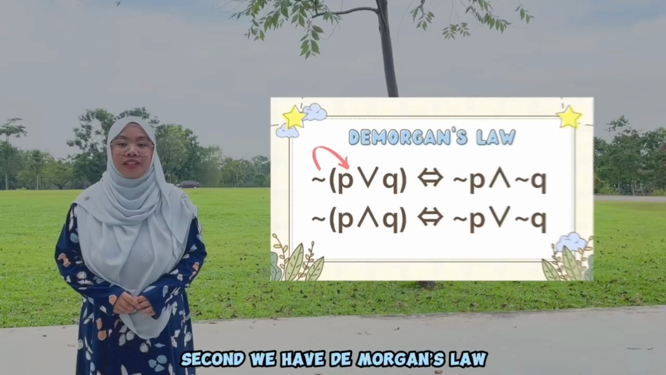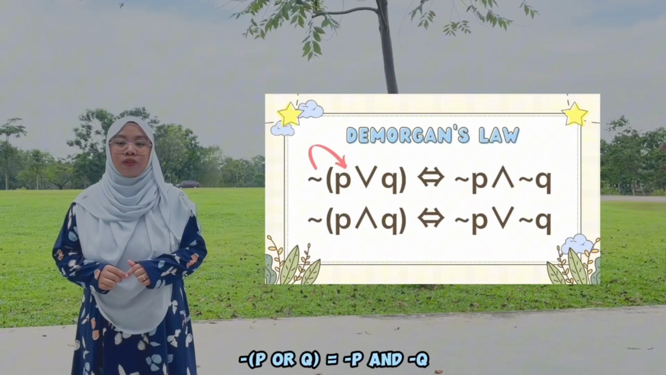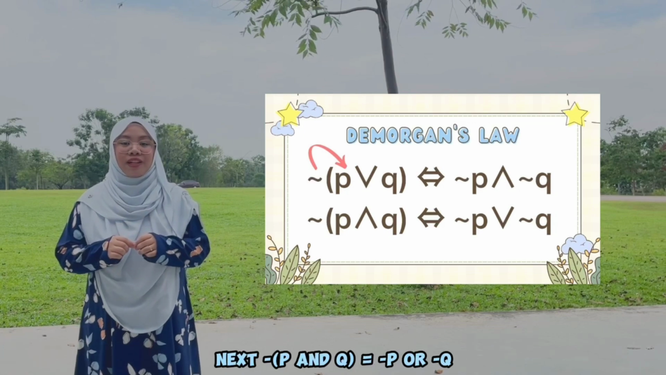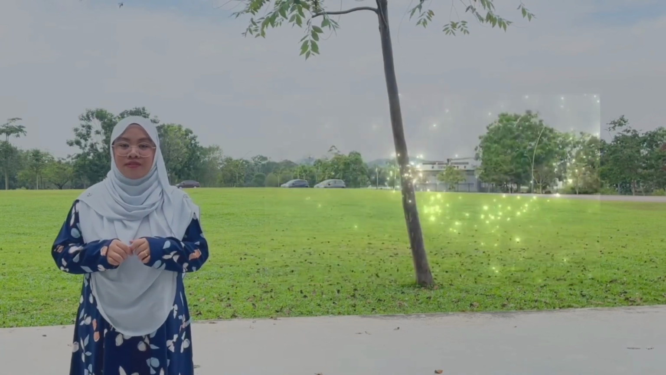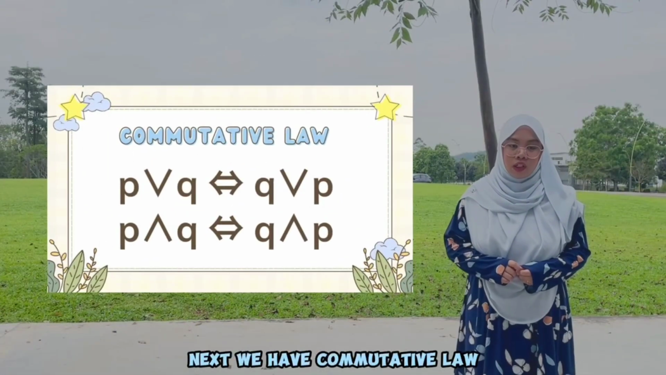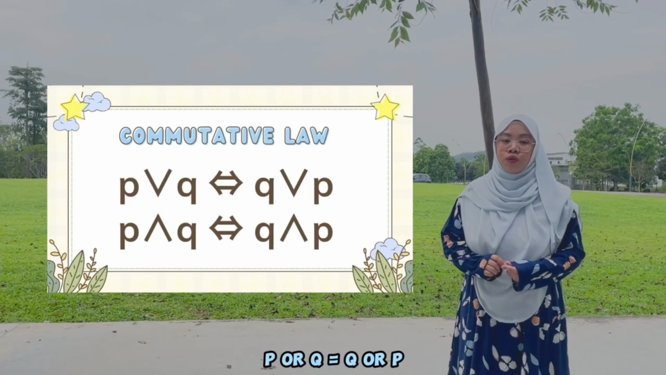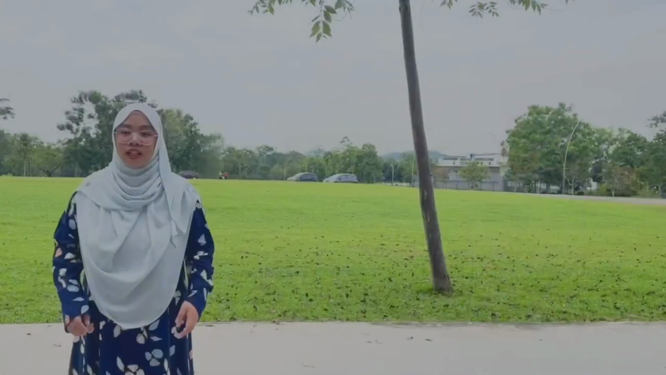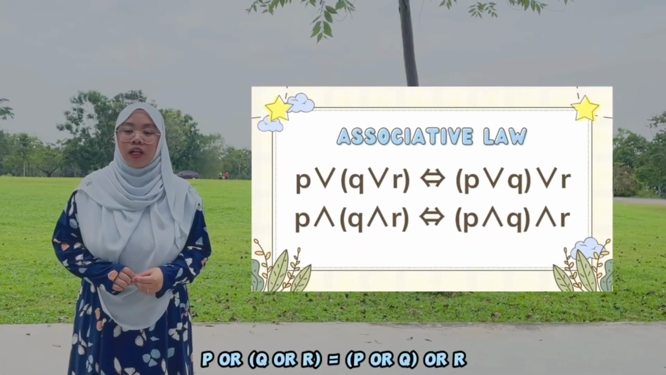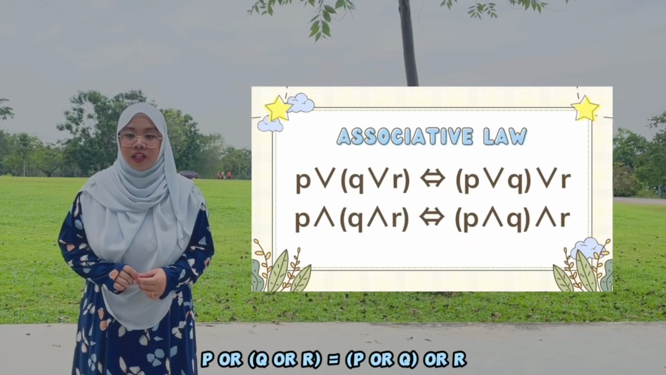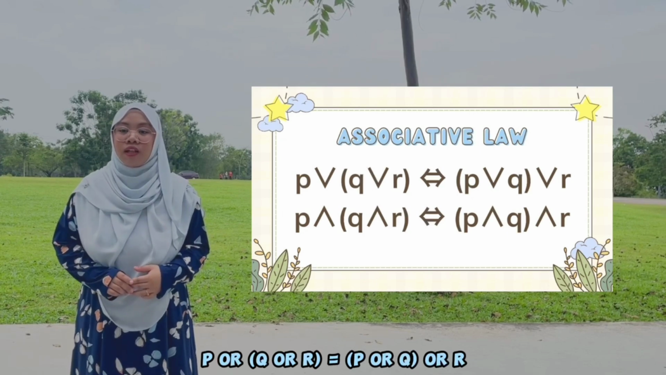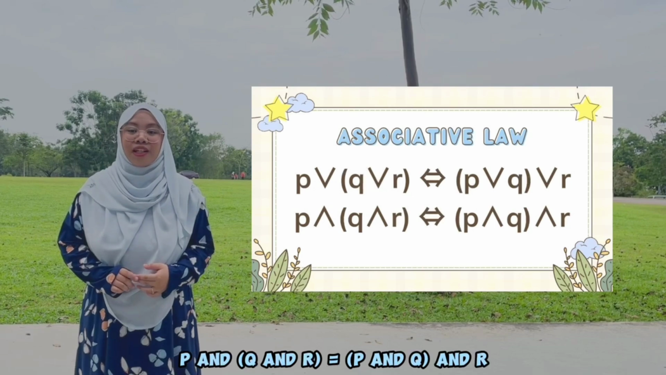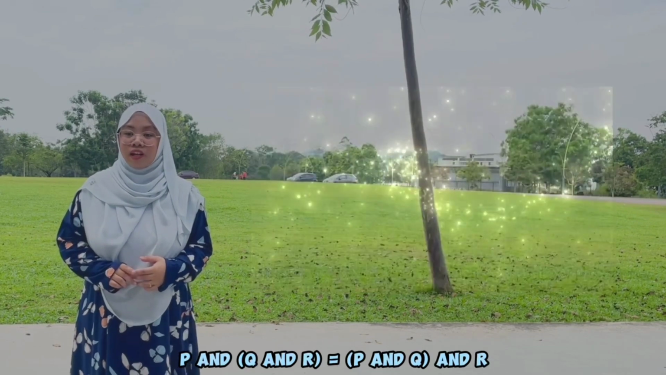Second, we have De Morgan's law. Negation of P or Q equals negation P and negation Q. Next, negation of P and Q equals negation P or negation Q. Next, we have commutative law. P or Q equals Q or P, and P and Q equals Q and P. Next, we have associative law. P or (Q or R) equals (P or Q) or R, and P and (Q and R) equals (P and Q) and R.